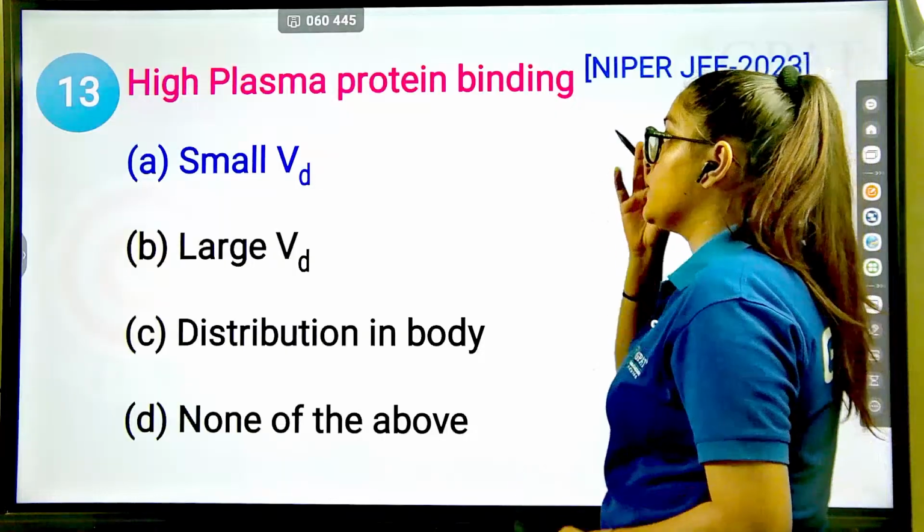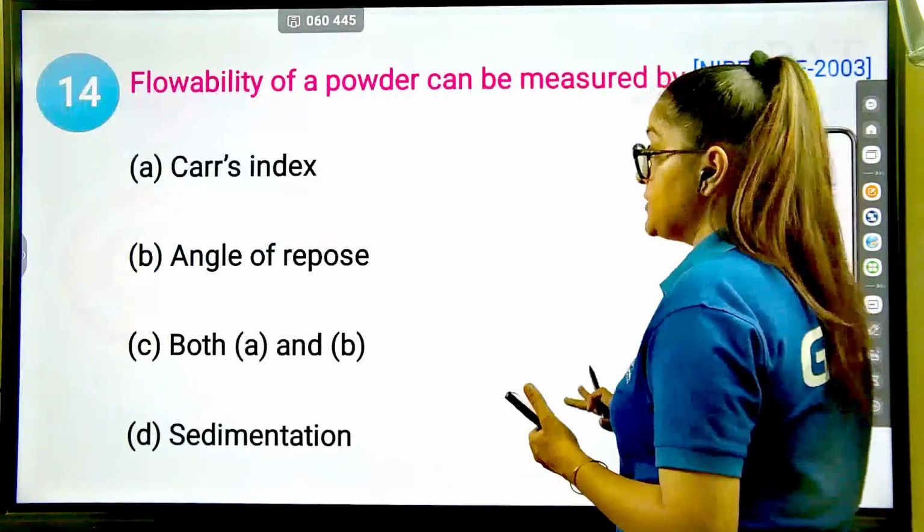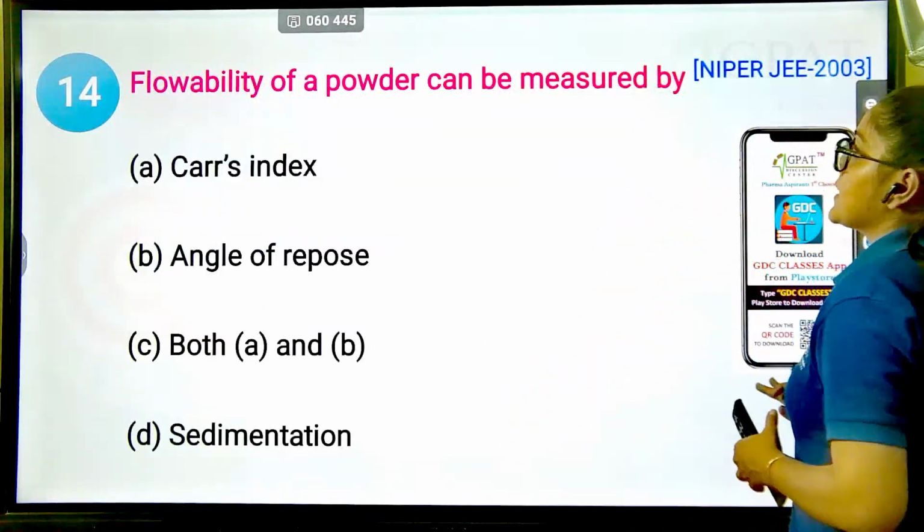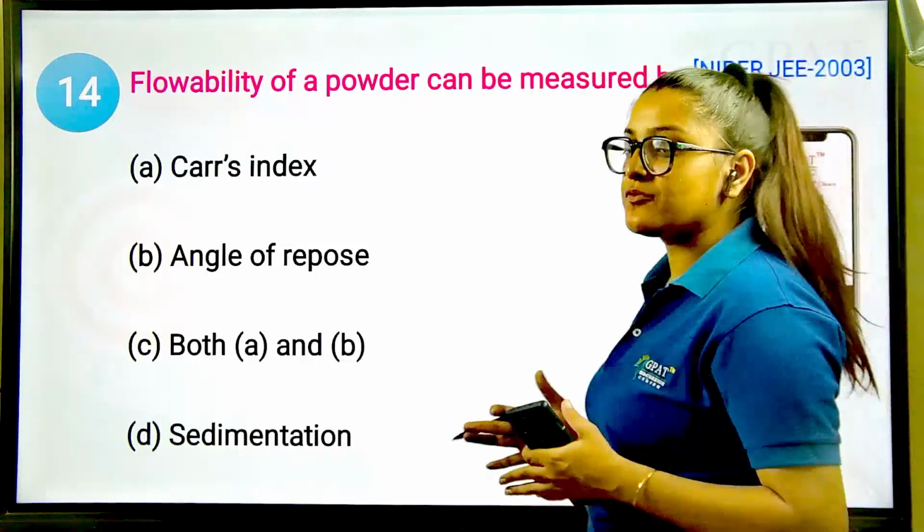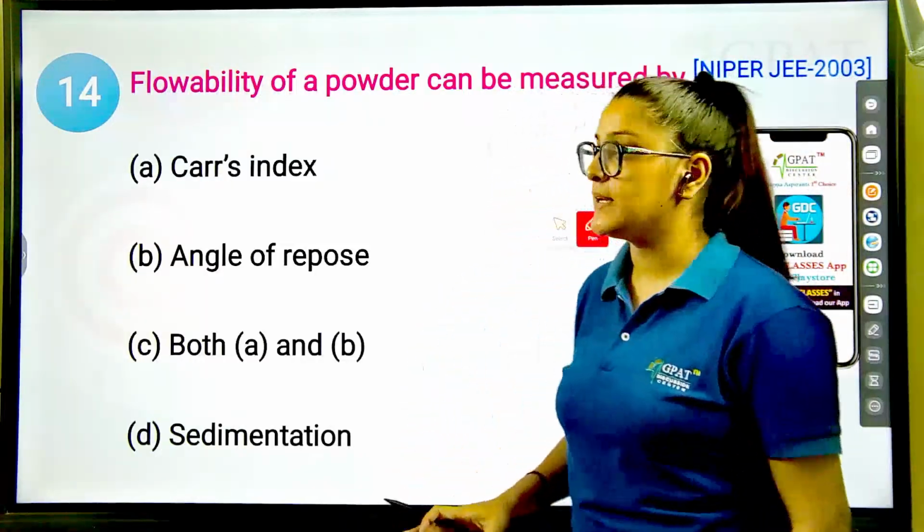Right. Okay. Next question. Flowability of a powder can be measured by, we have just discussed it, so I think it does not need any repetition.